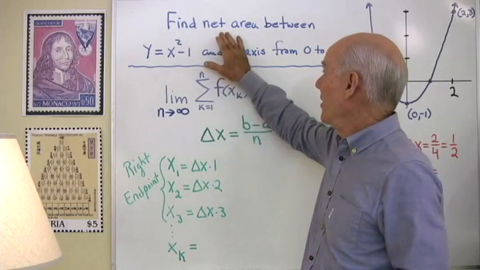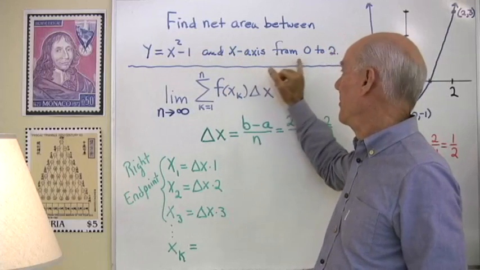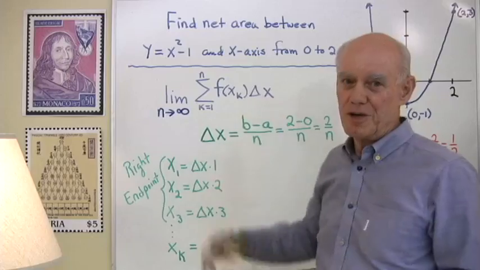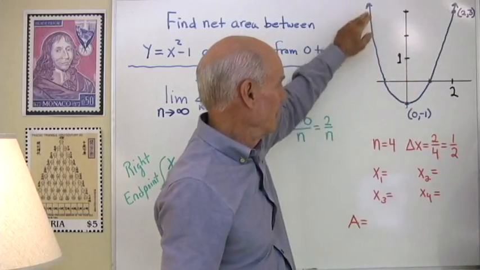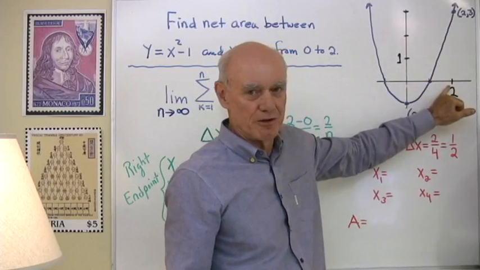We want to find the net area between y equals x squared minus 1 and the x-axis from x equals 0 to x equals 2. I've drawn a picture of the graph of y equals x squared minus 1, and you can see here's the interval from 0 to 2.